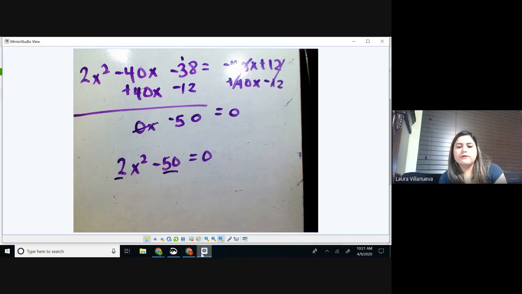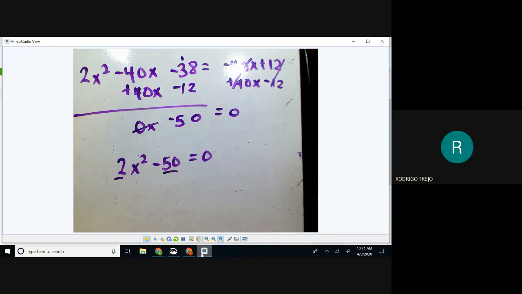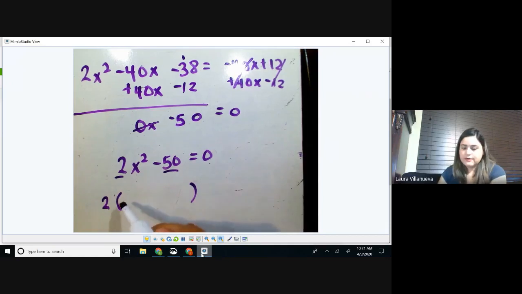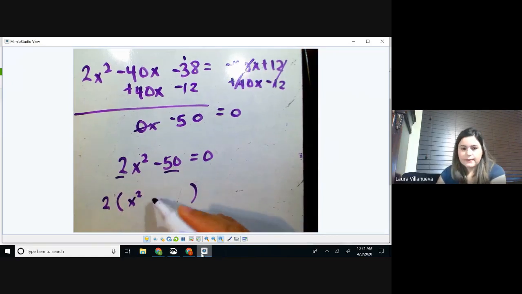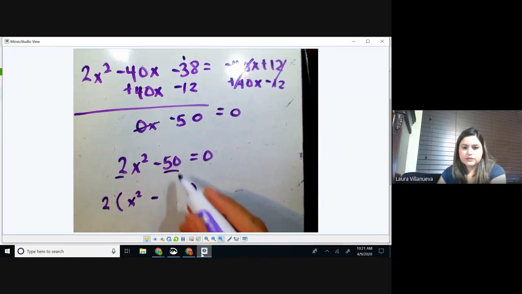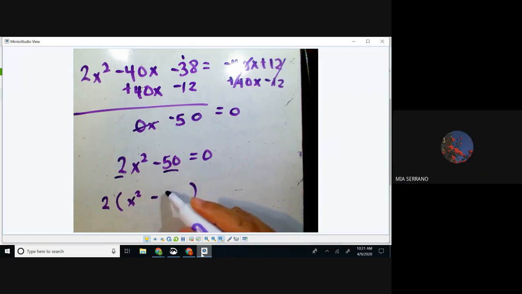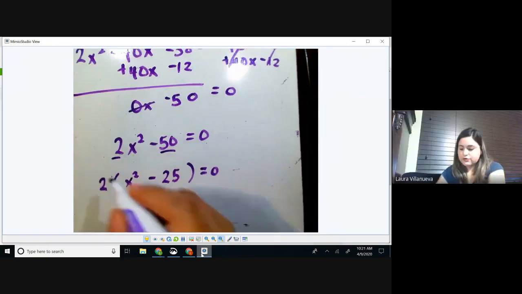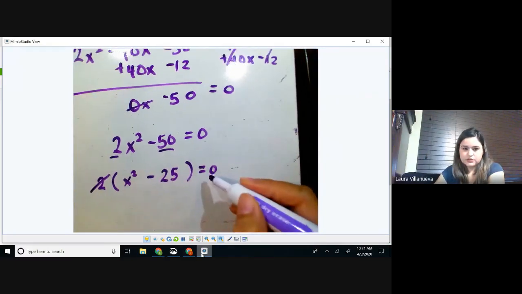A number that fits both. 2. So I'm going to take out the 2. And I'm going to be left with x squared minus, 2 times what gives you 50? 25. Now, don't worry about this one, 2.